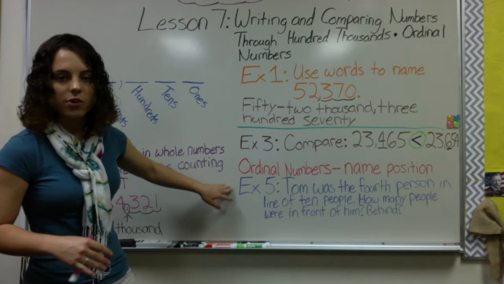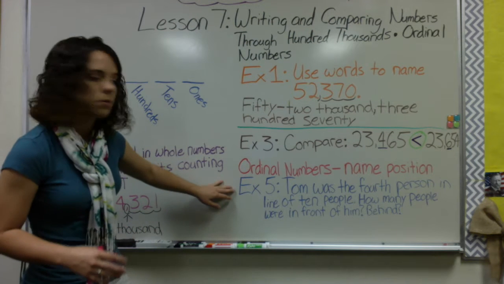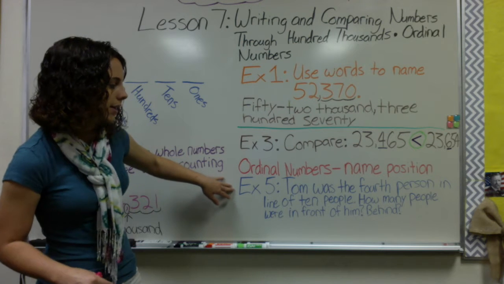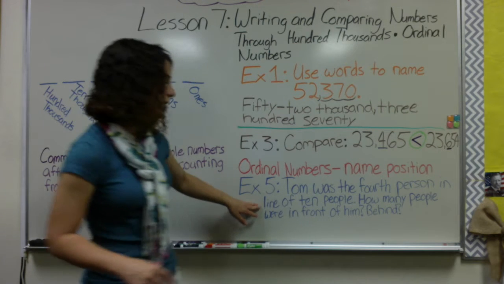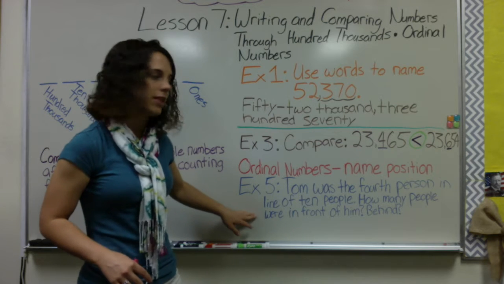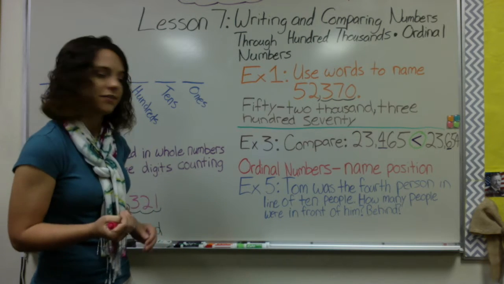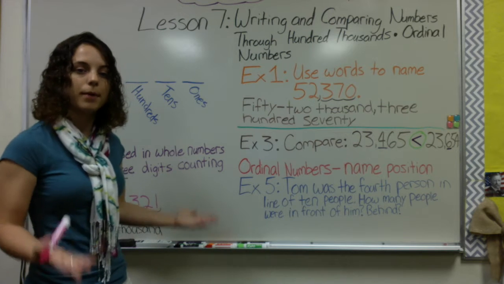So example 5, I'll go ahead and read it for you since it's maybe a little small on the screen, but it says Tom was the 4th person in line of 10 people. So we know there's 10 people in line, and he's the 4th person. How many people were in front of him, and then also how many people were behind him?